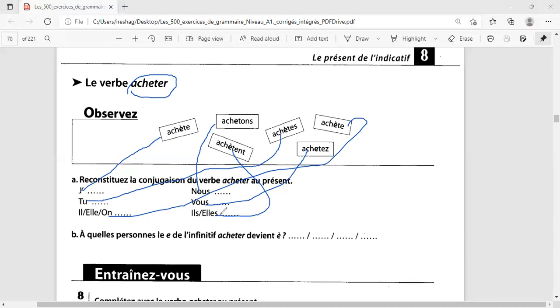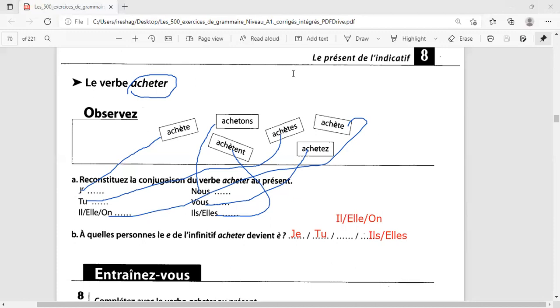Yes. So let's write down the à quelle personne, with which persons e of the infinitive achete becoming e accent. So what you are going to write down here: je, tu, so il est long, everything is coming for the second one, il, elle, on, and then ils and elles plural. You understood this or not? Understood, right?